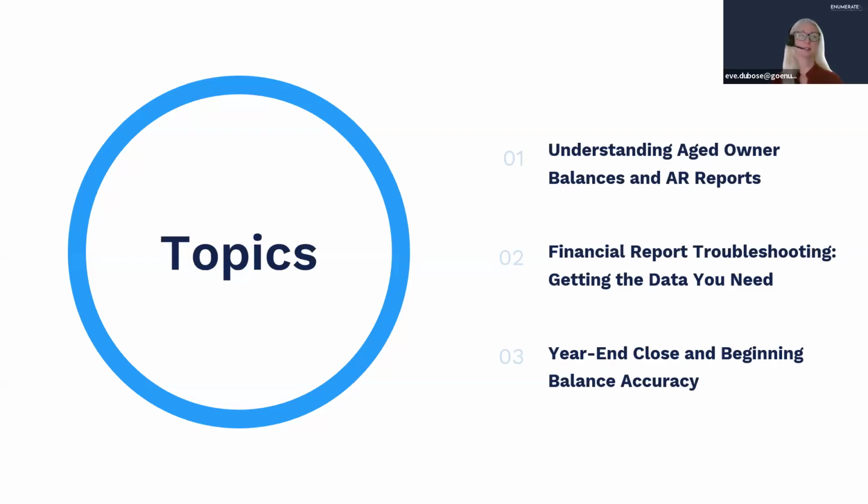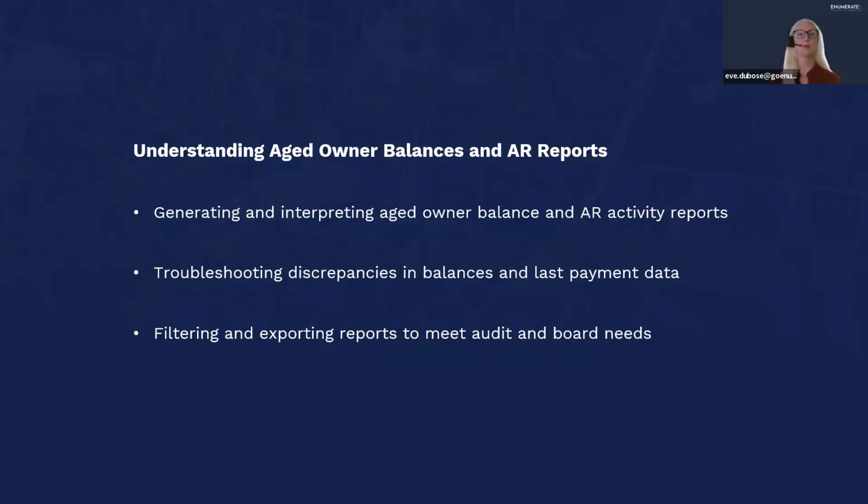I do want to dig a little bit deeper into these topics so you understand what you're going to be talking about. So we're going to talk about understanding the aged owner balance and reports, and that being generating and interpreting aged owner balances and AR activity reports, to see which one works best for you. I'm a big fan of both of them. Troubleshooting discrepancies and balances and last payment data, as well as filtering and exporting reports to meet audit and board needs.